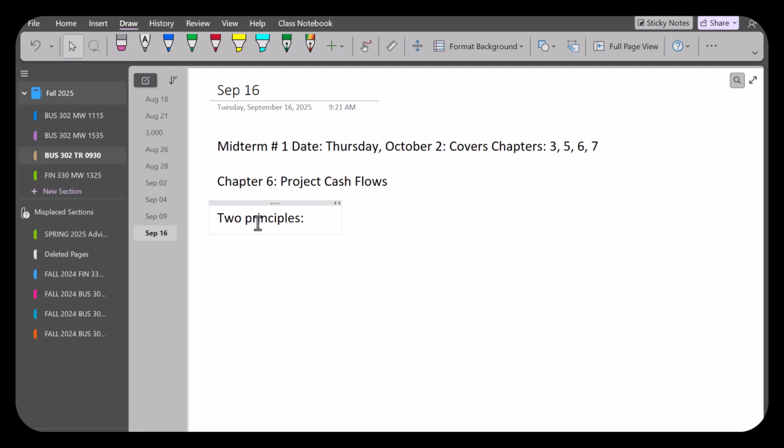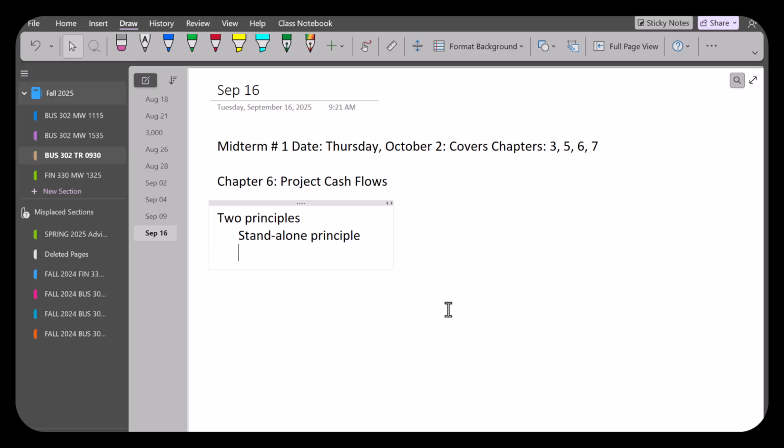One of them is called the standalone principle, which basically says we're going to treat the project as if it's a separate entity from the firm. It's as if there is nothing else but the project itself. It doesn't mean we're not going to think about the firm, but that's a general approach.